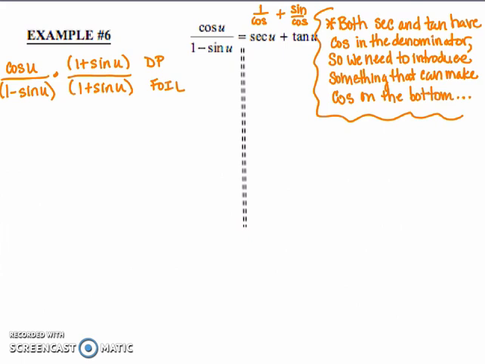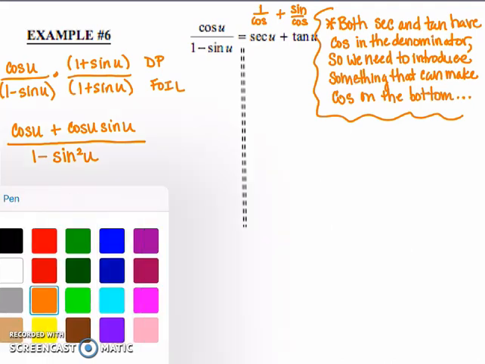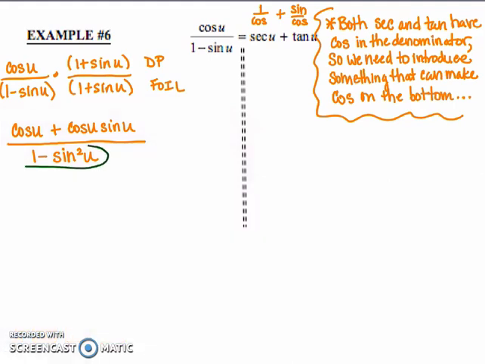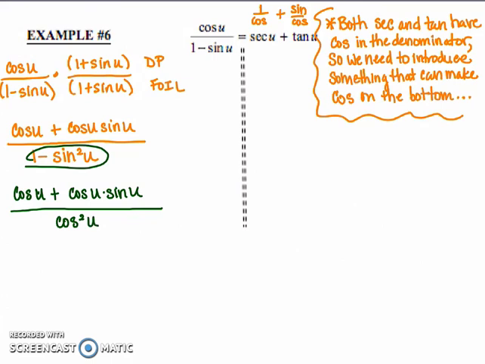In my numerator, when I distribute the cosine u, cosine u times 1 is cosine u, plus cosine u times sine u is just cos u sine u. Then in my denominator, 1 minus sine u times 1 plus sine u, we just saw this in a previous problem, gives us 1 minus sine squared u. I'm going to replace that 1 minus sine squared u, which we've seen multiple times today, with a Pythagorean identity: cosine squared u. So now my numerator is cos u plus cos u sine u, and my denominator is cos squared u. And that's, again, my Pythagorean identity.